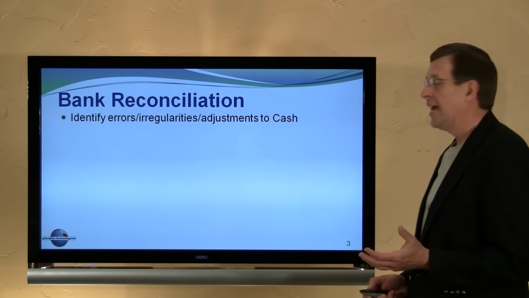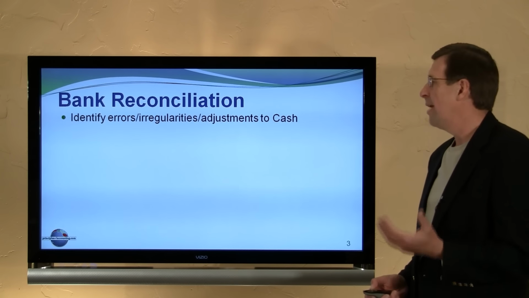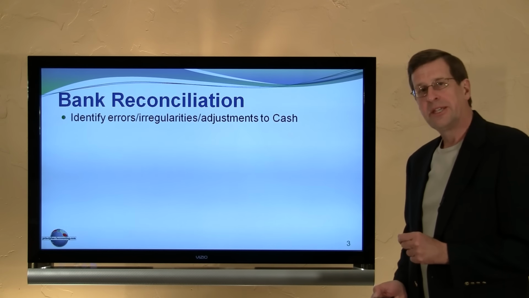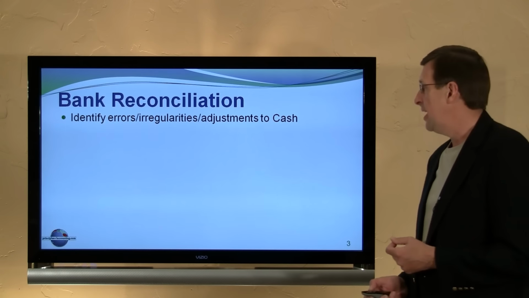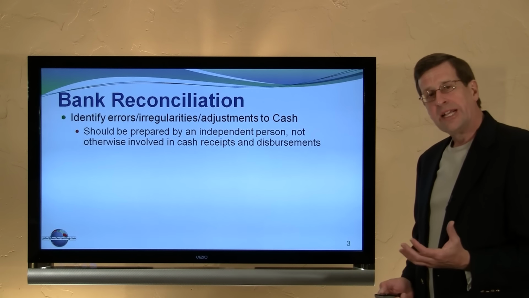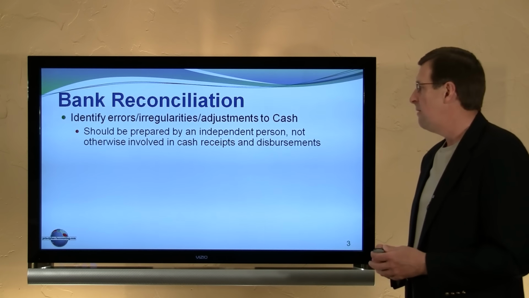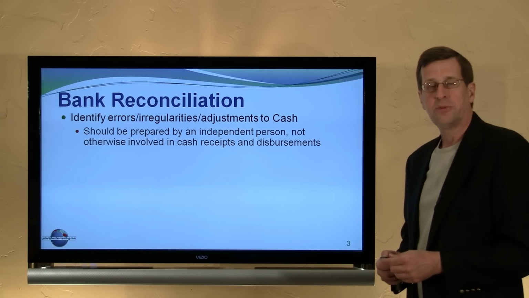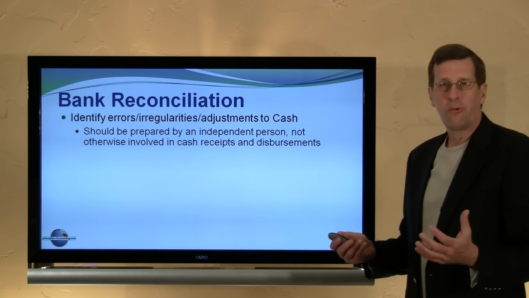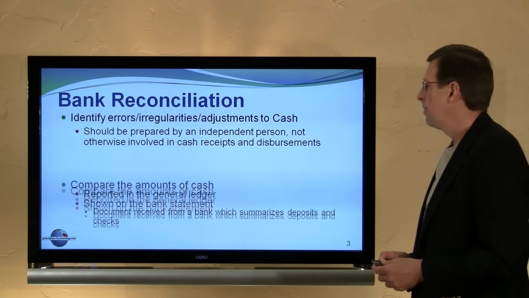Now, bank reconciliation is helpful to identify errors and irregularities, as well as adjustments that are needed to the cash account to bring it up to date. The reconciliation should be prepared by an independent person who is not otherwise involved in recording cash receipts and disbursements. This is an important separation of duties control feature.